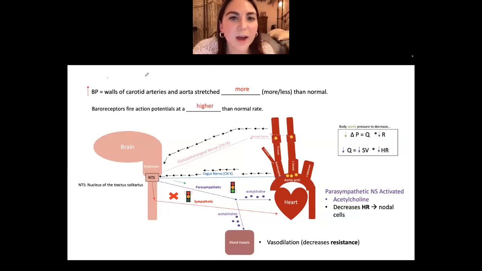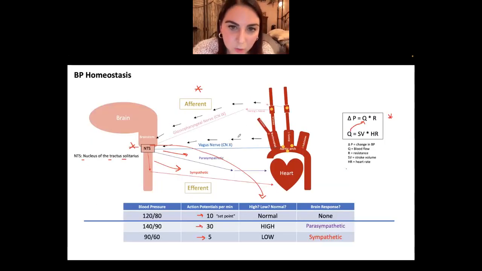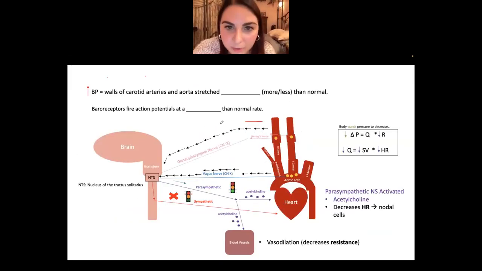So now what they're doing is they're firing at a higher than normal rate. You can notice back here on this slide, this is the normal for this person. It should be 10. I didn't count the arrows, but it should be like 10 action potentials every minute. Now it's like 30 action potentials every minute. So it's firing a lot more than it should.